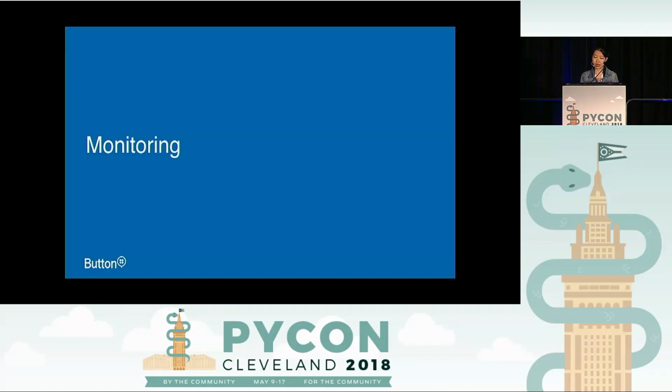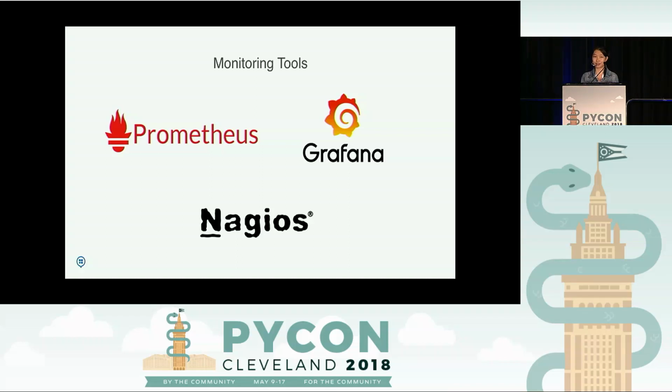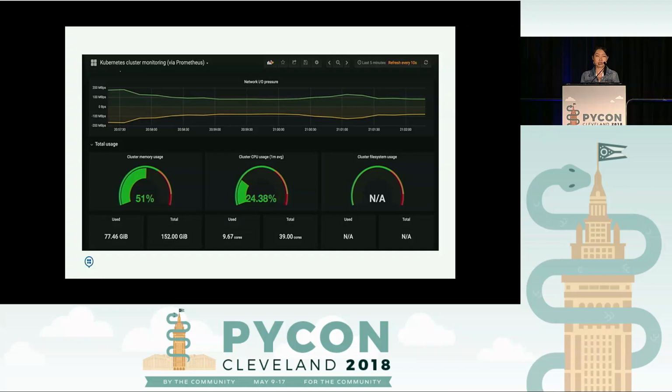Regarding monitoring, there's a lot of popular monitoring tools. At Button, we use Prometheus for time series metrics, Grafana to visualize those time series metrics, and Nagios for our system health checks. So our system tests run on Nagios, and Nagios would trigger a status of success or failure for those integration tests. This is an example of a dashboard for a Kubernetes cluster, and it shows basic system health like network I/O pressure, the amount of memory being used, and the CPU usage.